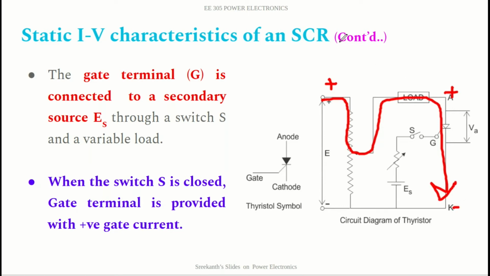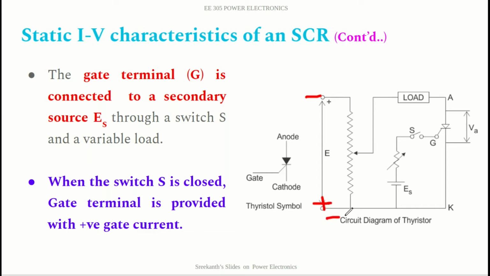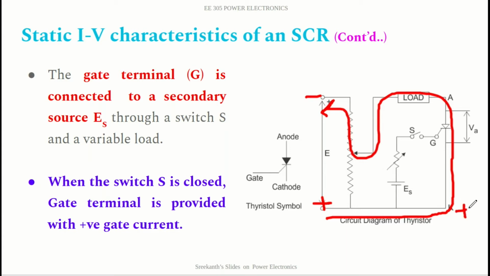and it will flow in this manner, making anode positive with respect to cathode. But in reverse blocking mode, the opposite is happening, which means that this point is made positive and this point is made negative, so that the current is flowing like this. Now it means that cathode is positive with respect to anode.